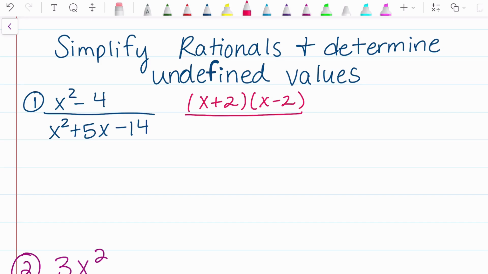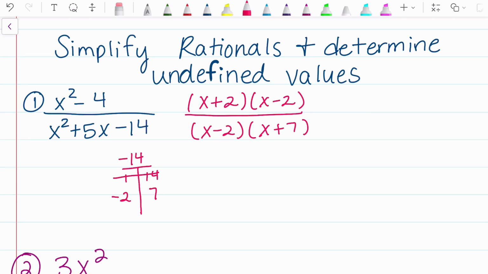The denominator, I want to figure out what multiplies to be negative 14 and adds to be 5 in the middle. And so I'd make my list of things. Okay, that can't add to be 5. 2 times 7 multiplies to be negative 14. If I make the 2 negative, now we also add to be a positive 5. So I have x minus 2 and x plus 7 in the denominator.